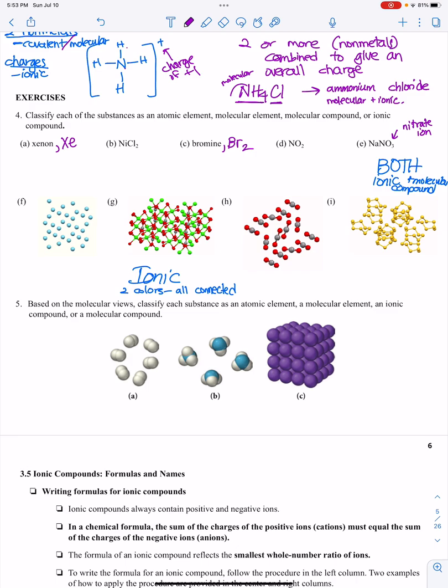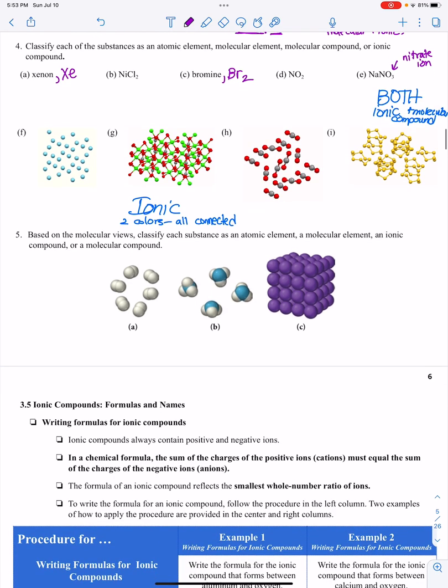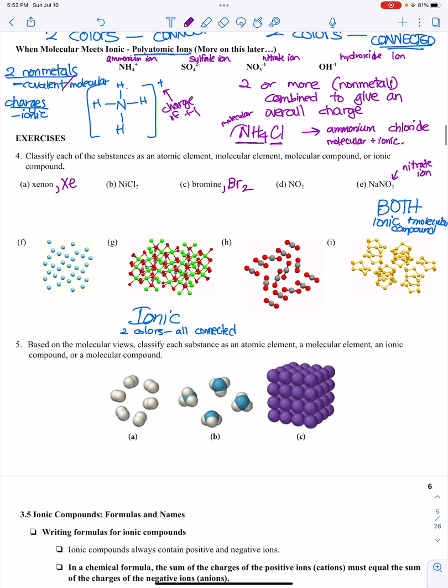Now, look at the other examples here and identify them in a similar way. Is it an atomic element? Is it a molecular element? Is it a molecular compound or an ionic compound? And do the same thing for 5. And that is all for part 2 of our part 3 summer lecture.